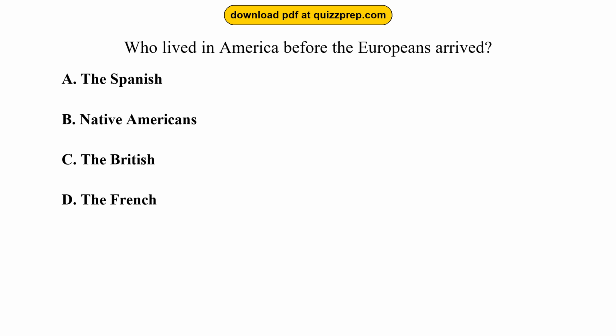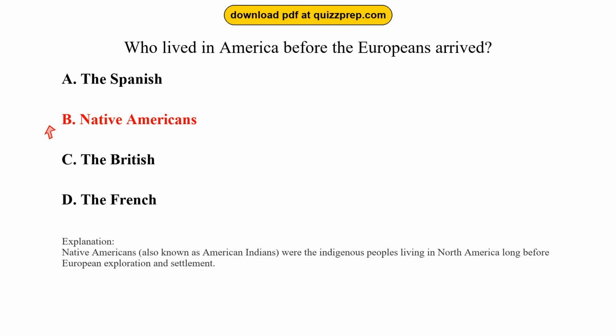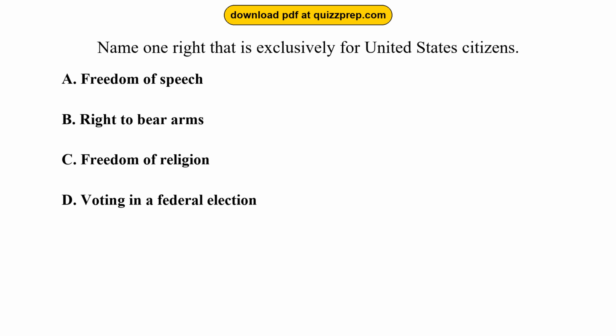Who lived in America before the Europeans arrived? Option A, the Spanish. Option B, Native Americans. Option C, the British. Option D, the French. The correct answer is option B, Native Americans. Native Americans, also known as American Indians, were the indigenous peoples living in North America long before European exploration and settlement. Question 98.